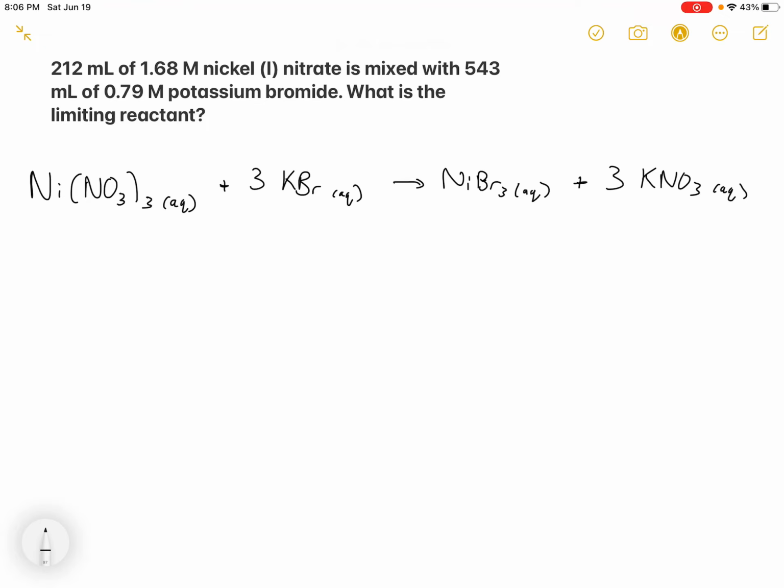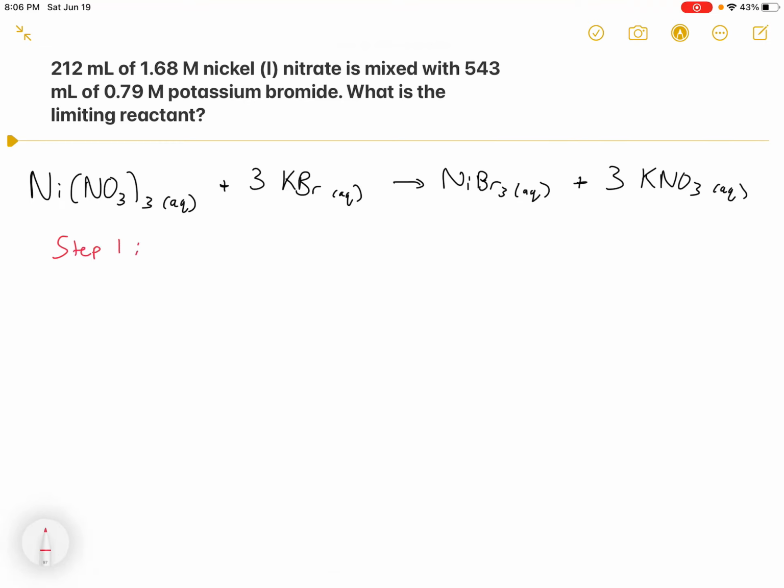This video is going to cover another example of determining the limiting reactant in some sort of reaction involving solutions. In this case, it would be not neutralization or precipitation since no precipitates form, but we still want to know what the limiting reactant is. So we're told 212 milliliters of 1.68 molar nickel(I) nitrate is mixed with 543 milliliters of 0.79 molar potassium bromide. What's the limiting reactant?